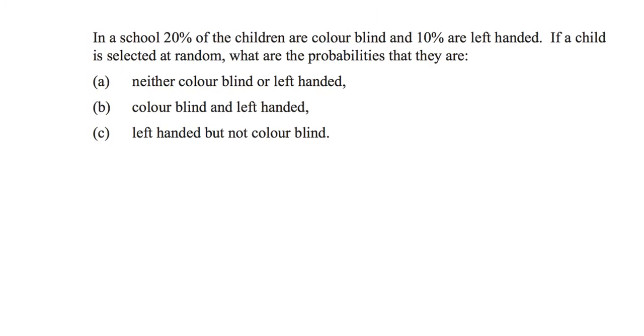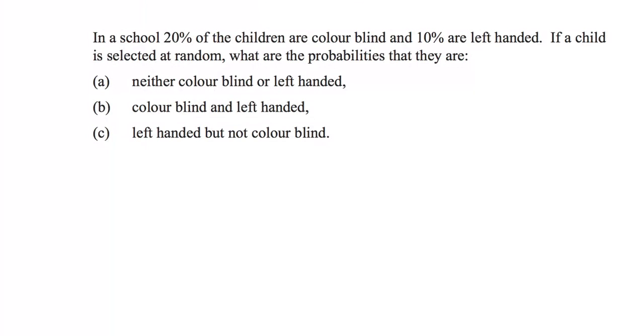In a school, 20% of children are colorblind and 10% are left-handed. If a child is selected at random, what are the probabilities that they are neither colorblind nor left-handed, or left-handed? Okay, well, being colorblind and being left-handed are independent events. We have to assume that one does not affect the other. So therefore, we can start to multiply when we think about these 2 different events.